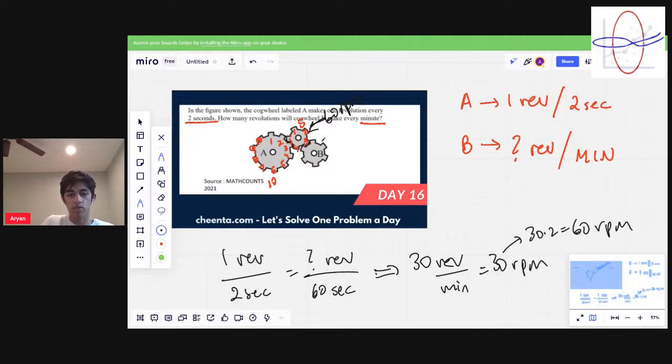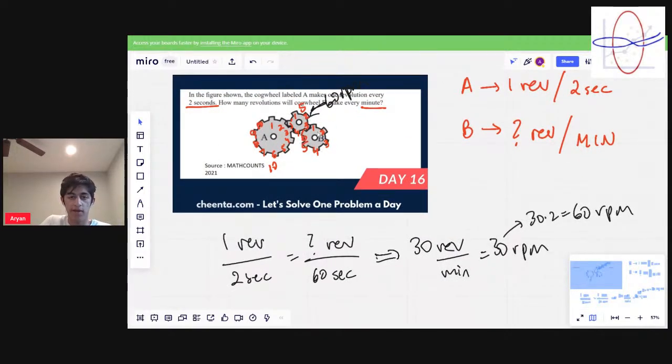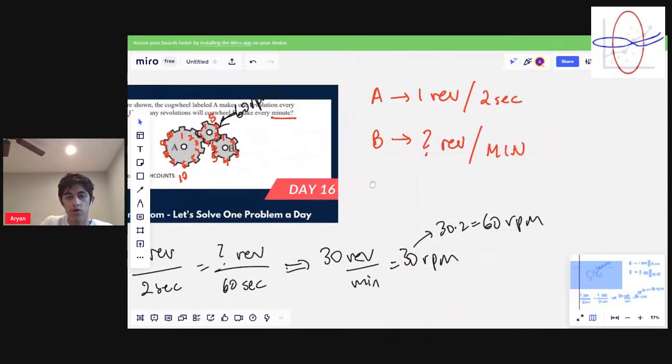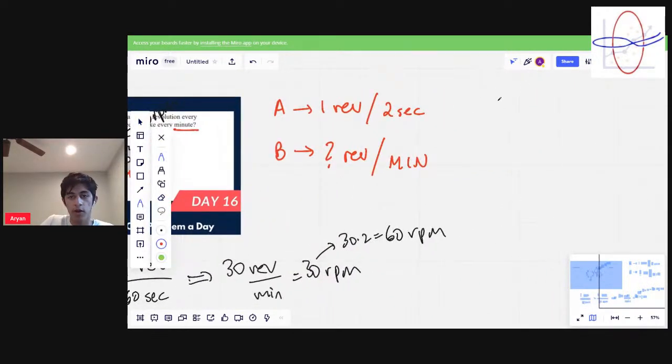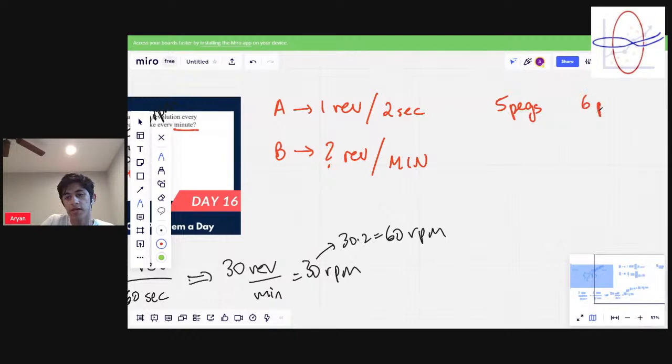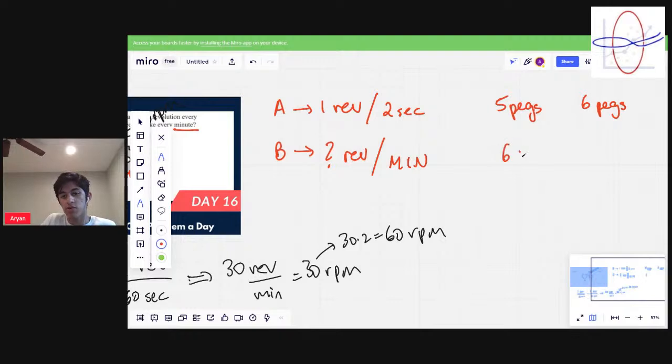And now we look at B. B, if we count, has how many notches? 1, 2, 3, 4, 5, and 6. I know it's kind of messy, but if you count, you'll see there are 6 pegs on cogwheel B. So now we use the same idea. We have 5 pegs on the middle one and 6 pegs on B. This means that 6 revolutions on the middle one correspond to 5 revolutions on cogwheel B, right?